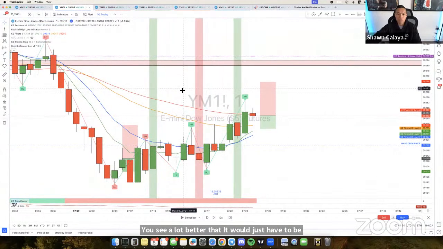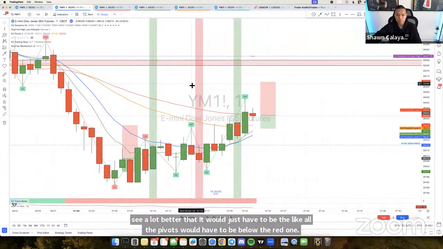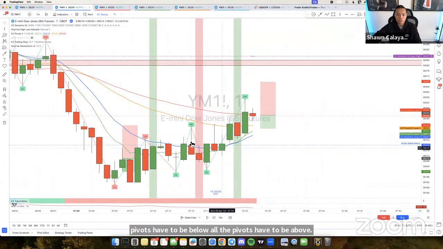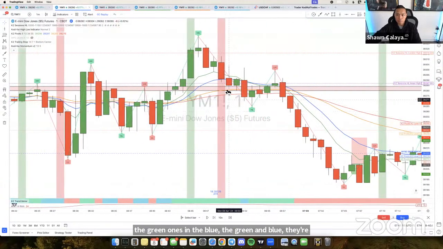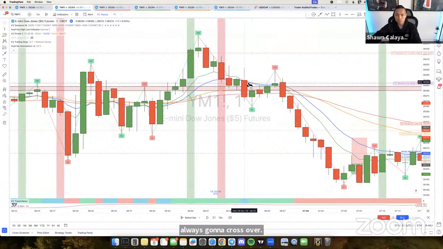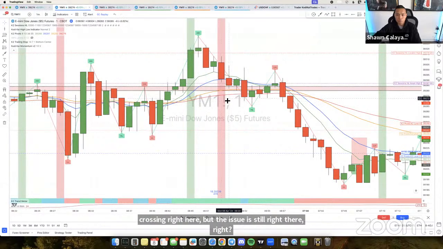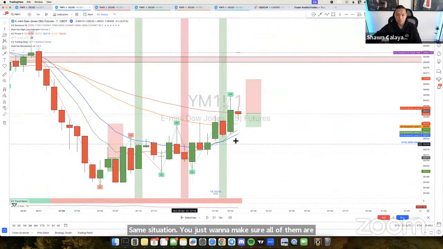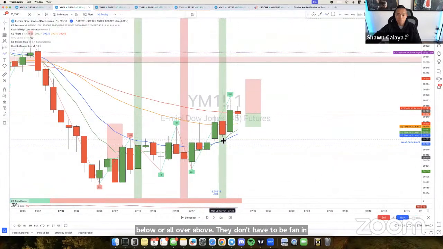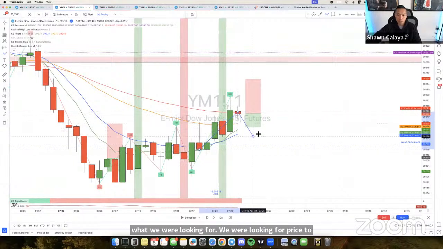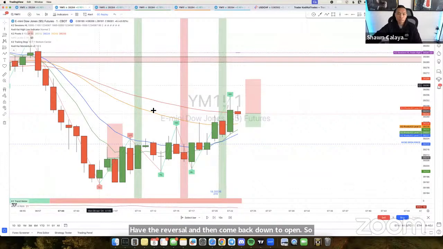That's how the pivots always work for trend. All the pivots have to be below, or all the pivots have to be above. That's how you would know if it's bearish or bullish. Because the green and blue ones are always going to cross over. You can see how weak they are. Even for example, over here with the other CV entries that came up, they were crossing right here, but the entry was still right there, right? Same situation. You just want to make sure all of them are below or all of them are above. They don't have to be fanning, because there's going to be retracements, right? Like when they retrace, this is actually what we were looking for. We were looking for price to come up, have the reversal, and then come back down to open. So for the most part, it's just all the pivots below the level 4 or above it. And that's going to show you what the trend is.